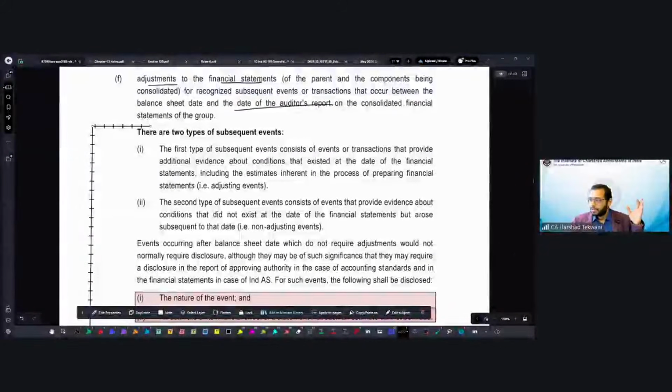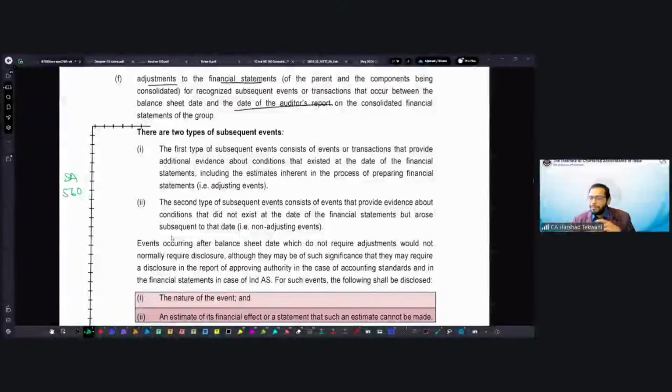That's basic. Yes, very good, Radha. I'm talking about standards on auditing on subsequent events. When I talk about subsequent events, that is covered by SA 560. Basic SA 560.